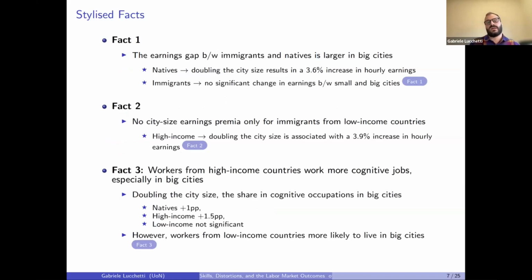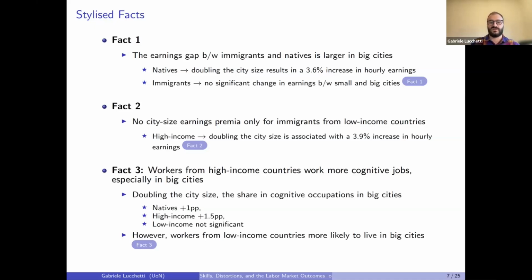What does it mean? It means that while for natives, doubling the city size results in about a 3.6% increase in hourly earnings, for immigrants there is no significant change in their earnings between small and big cities.